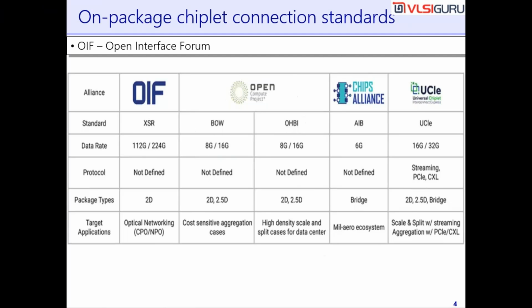Other than that, you have Chips Alliance, whose standard is called AIB. Data rate is 6 gigabit transfers. The protocol is not defined. The package type is bridge type of packaging, and it uses the military aerospace ecosystem. And the last one is UCI Express. This is where a lot of companies are adopting this kind of chiplet interconnection. That is where it is gaining traction. It supports streaming, PCI Express, and CXL.